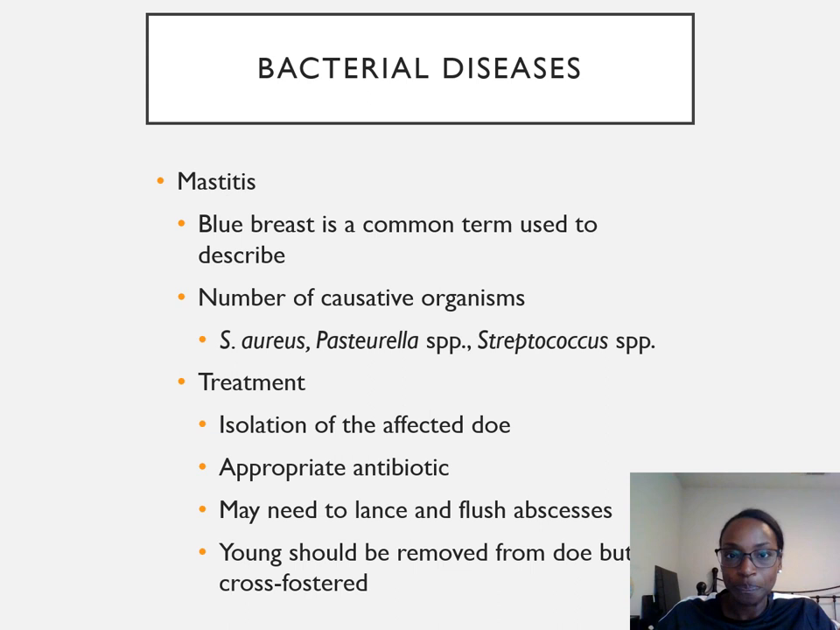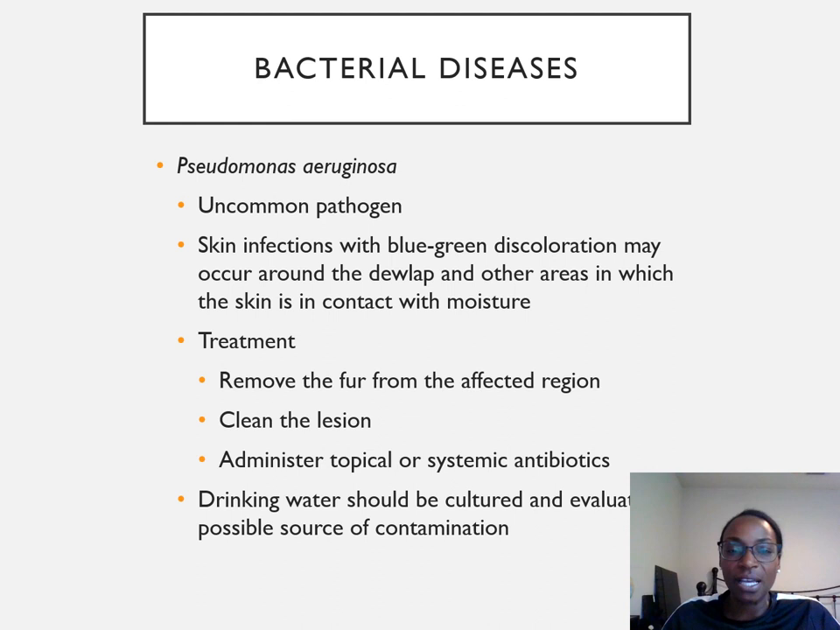All right, so Pseudomonas aeruginosa. Again, this is an uncommon pathogen. We talked about seeing this in our mice and our rats as well. Anytime you see Pseudomonas within the rodent colonies or even in our lagomorphs, more than likely it's going to be due to contaminated water. This is primarily how this organism gets in.